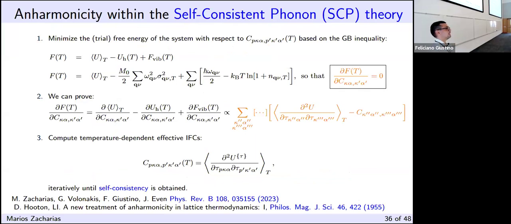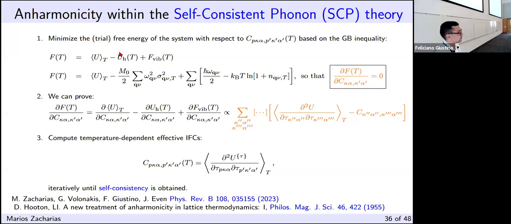So how can we obtain this effective potential? We need to minimize the free energy using a trial free energy, and based on the Gibbs inequality, this trial free energy should provide an upper bound of the actual free energy of the system. So by minimizing our trial free energy, we get closer and closer to the exact solution. Here, the free energy we write as a thermal average of the potential energy surface at finite temperature. But here, the expectation value is taken with respect to the eigenstates of the effective Hamiltonian.